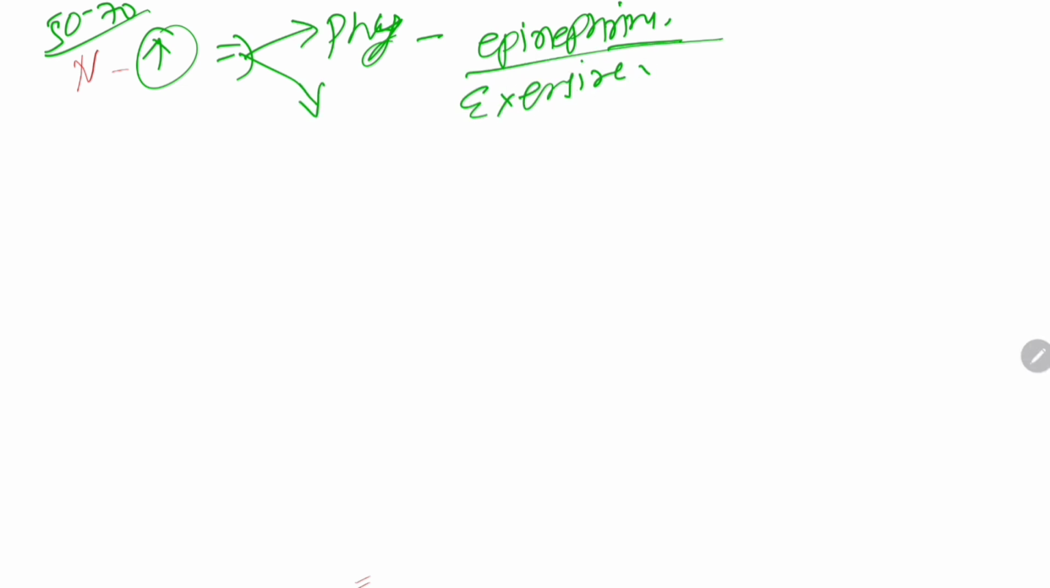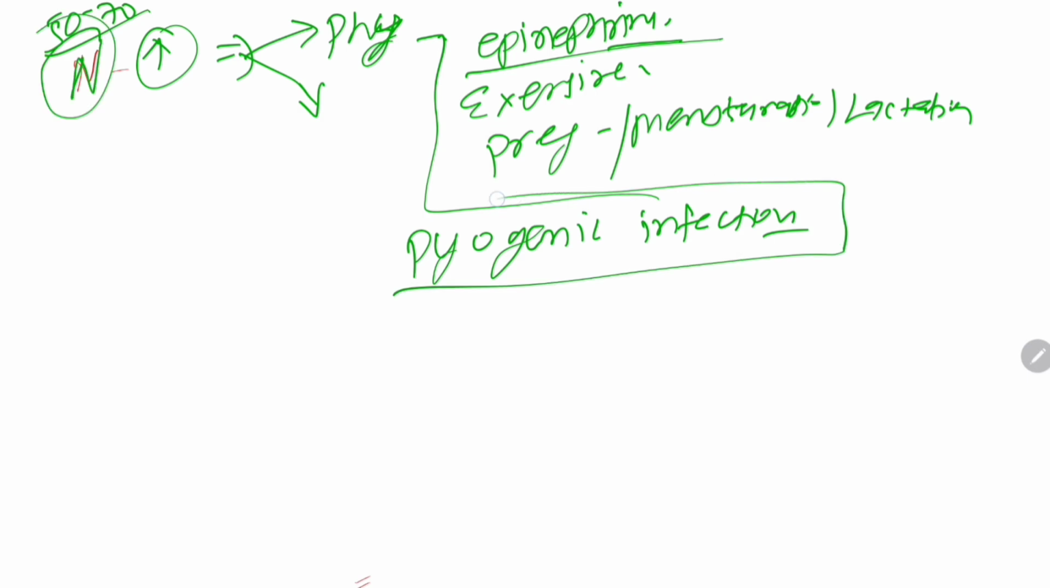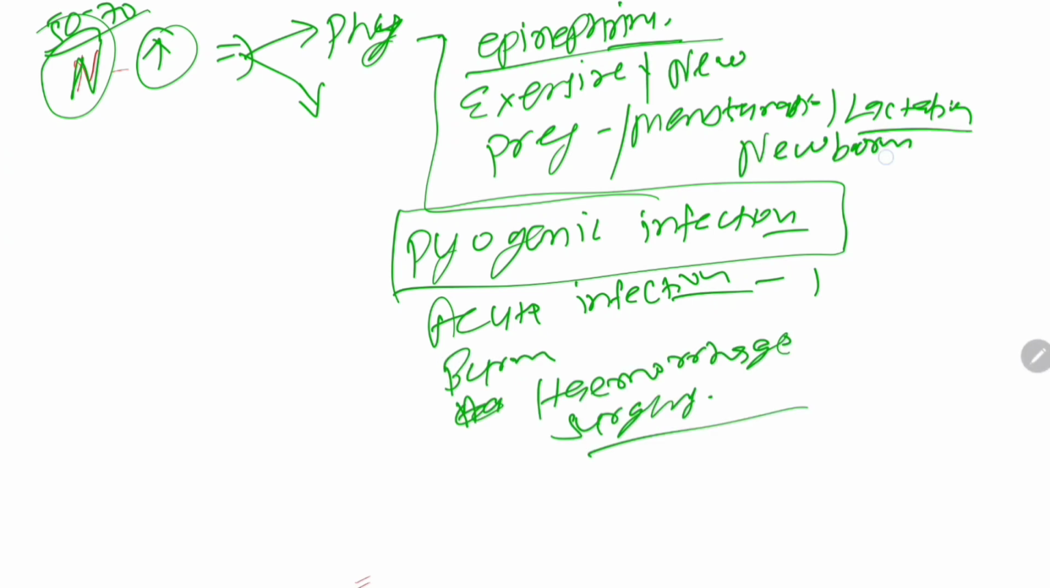After exercise, then menstruation, then lactation. Pathological conditions like any pyogenic infection. Pyogenic infection means any type of bacterial infection which generates pus, after a cut or any injury, or any type of respiratory tract infection, tonsillitis. The count will increase. Any type of acute infection, burns, hemorrhage, surgery. In newborn babies, the count is higher.